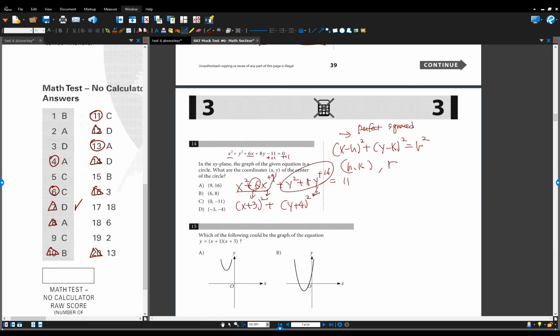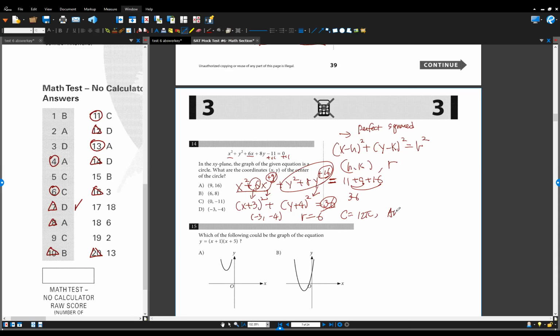Y plus 4 squared. But we add what? 9 and 16 to the left-hand side. We're going to add what? 9 and 16 to the right-hand side too. Same numbers, so they are equivalent. This is 20, 16, 36. 36, that's the standard form. Where is the center? Negative 3, negative 4 is the center. Where is the radius? 6 is the radius. What is the circumference? 12 pi is the circumference.